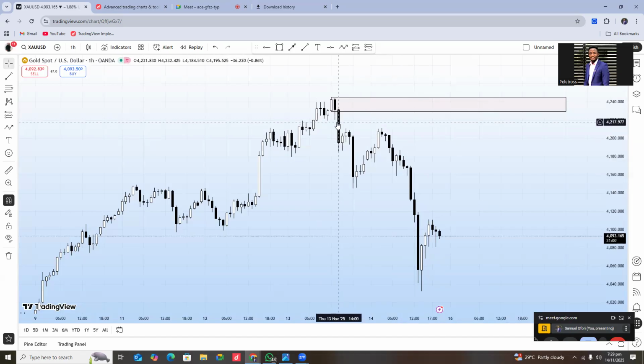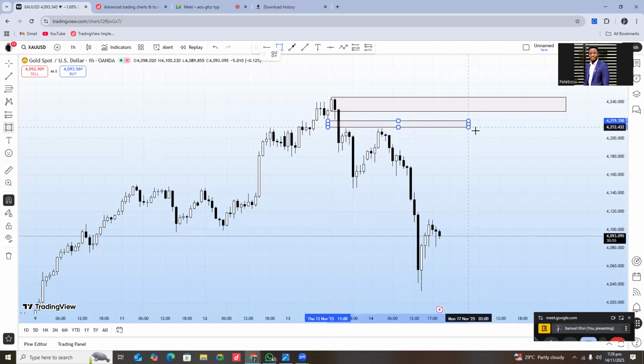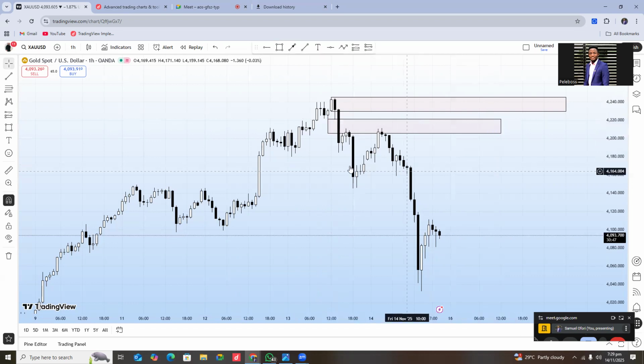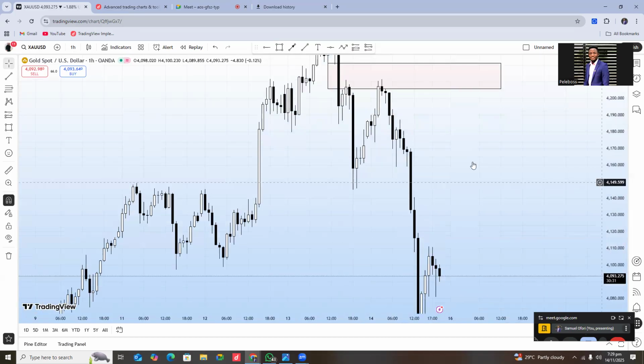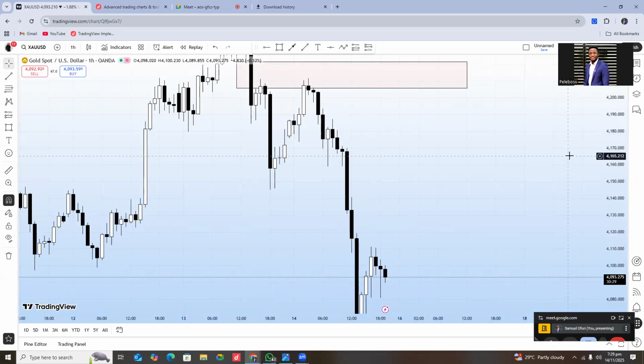Okay, so there was a fair value gap right here. And so price chose to respect this fair value gap over our other block. So this is the explanation behind the sell. It actually traded into the fair value gap and then sold from there. Assuming you knew about fair value gaps and then price traded into the fair value gap, when were you supposed to take the sell?